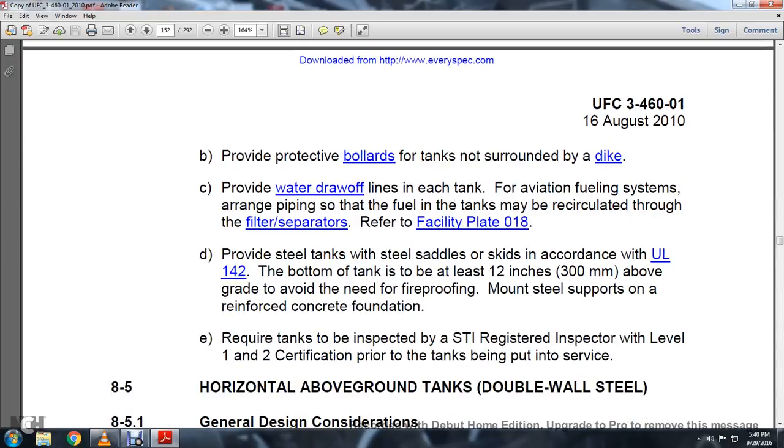Refer to the facility plate 018. Provide steel tanks with steel saddles and skids in accordance with UL 142. The bottom of the tank is to be less than 12 inches above the grade to avoid the need for fireproofing. Mount steel supports on the reinforced concrete foundation.